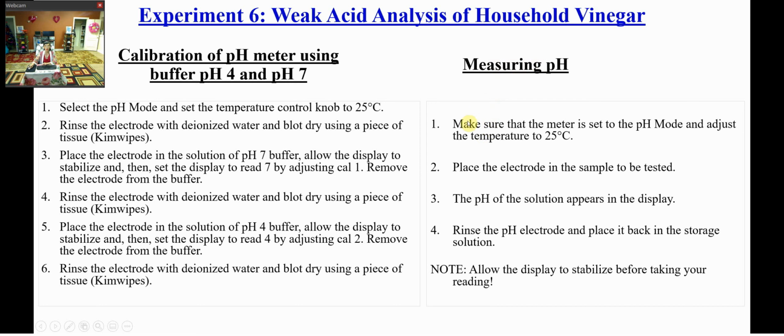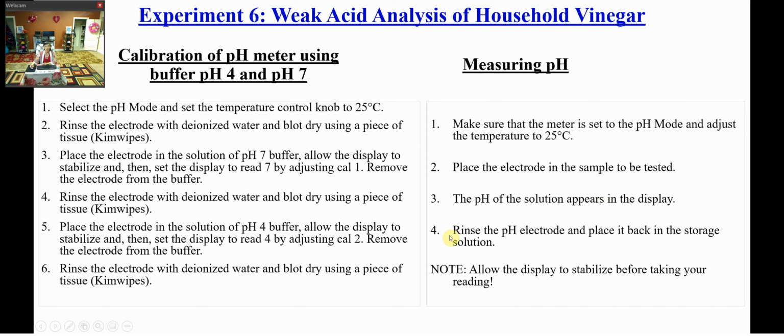Measuring the pH, you are going to follow these 4 steps. Step 1, make sure your pH meter is set to pH mode, and you adjust your temperature to the ambient temperature. Normally our temperature will be 25 Celsius. And step 2, place the electrode into your sample of interest. The pH of the solution appears in the display. The pH value is going to show you. You are going to read that pH value and record it in your notebook.